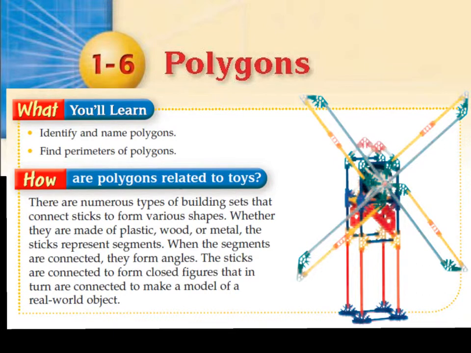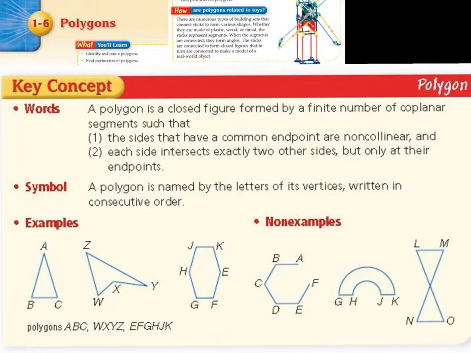The sticks are connected to form closed figures that in turn are connected to make a model of a real-world object. A polygon is a closed figure formed by a finite number of coplanar segments such that the sides that have a common endpoint are non-collinear and each side intersects exactly two other sides but only at their endpoints.